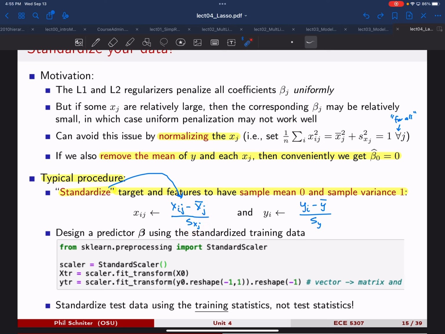You cannot compute these quantities from the test data, because essentially the problem there is there's a mismatch. You've trained with one shift and scale and now you're testing with a different shift and scale. If you do this, you'll find that your performance is just a little bit worse.